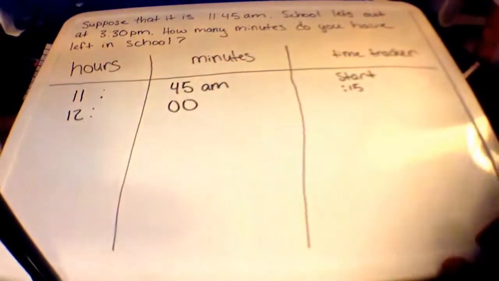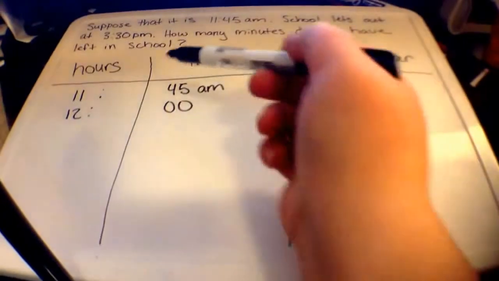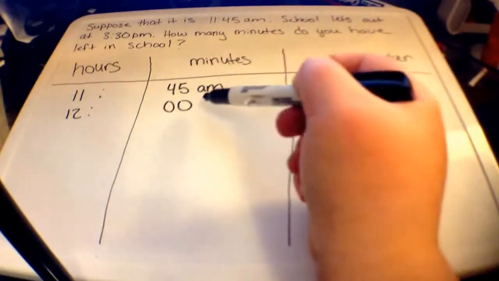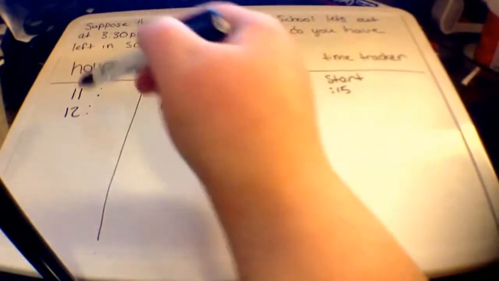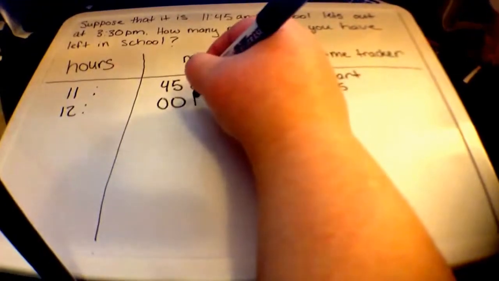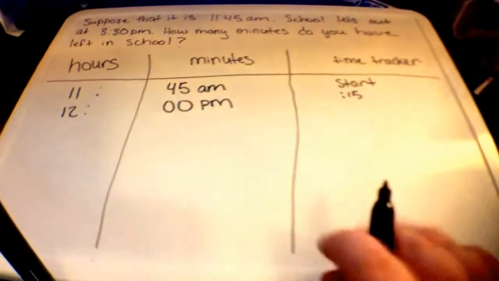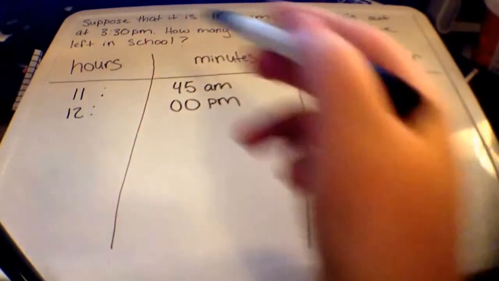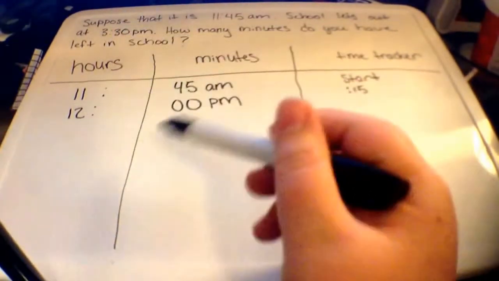Also, something to note, that when we go to 12 o'clock, we always have to switch our AM and PM. So this 11:45 is AM, which means it's in the morning. So when we get to noon, or 12 o'clock, it is noon. And that is PM. Okay? So we're still having to get to 3:30.